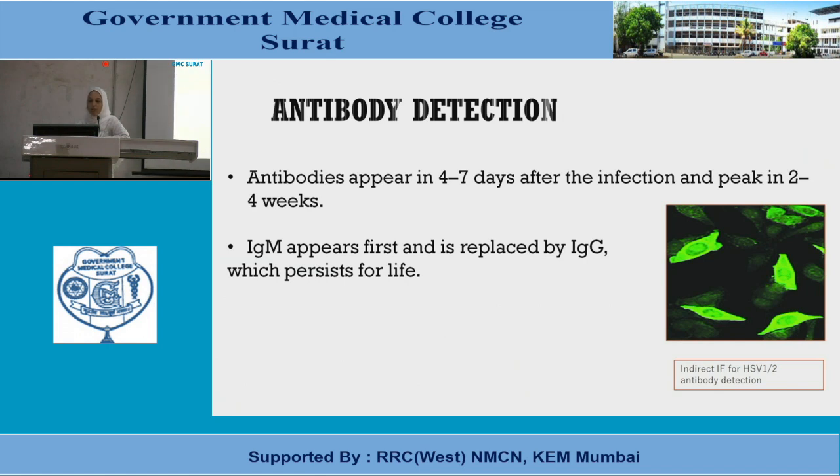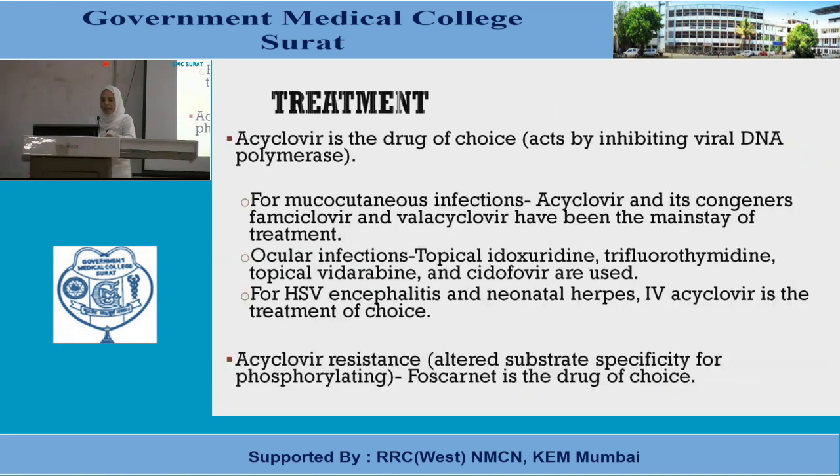See how beautifully the neurons, you can see the apple green fluorescence color around the background of the infected cells. Now coming to the treatment, how do you treat once the infection is there? Most commonly you give antivirals, which is acyclovir, the drug of choice. It acts by inhibiting viral DNA polymerase. But for mucocutaneous infection, acyclovir and its congeners like famciclovir and valacyclovir can be the mainstay of treatment.